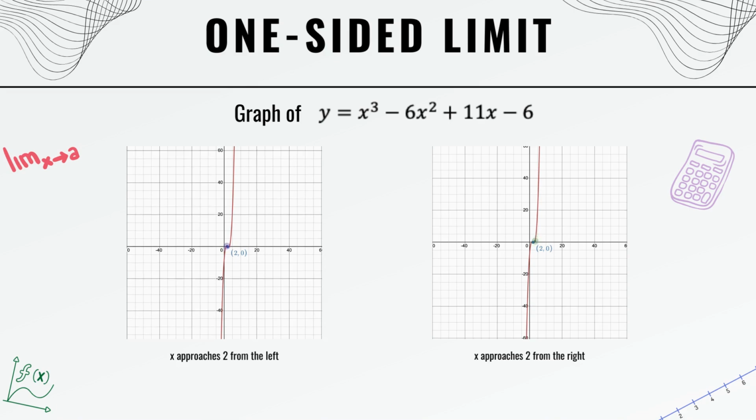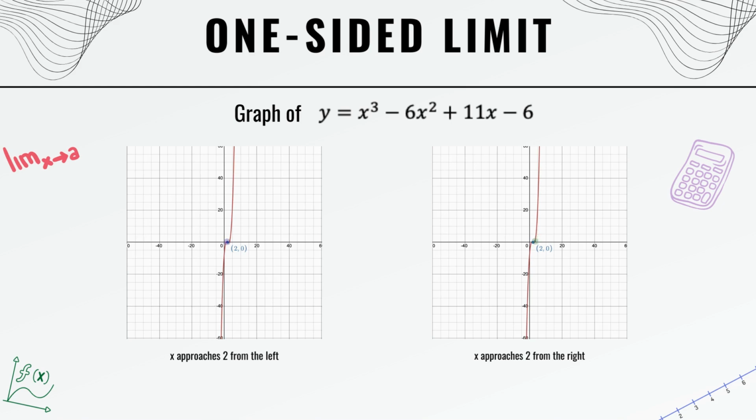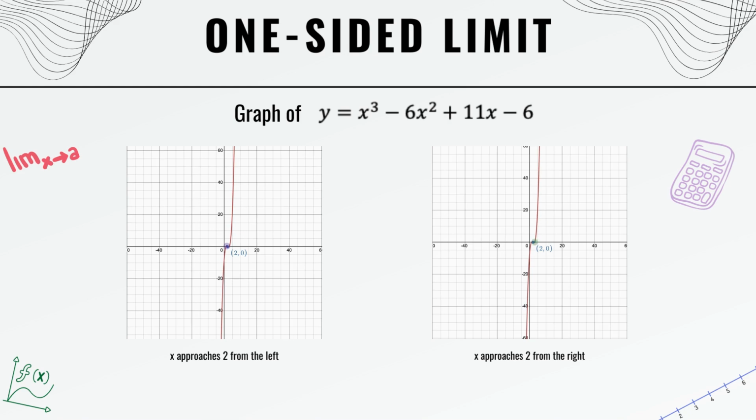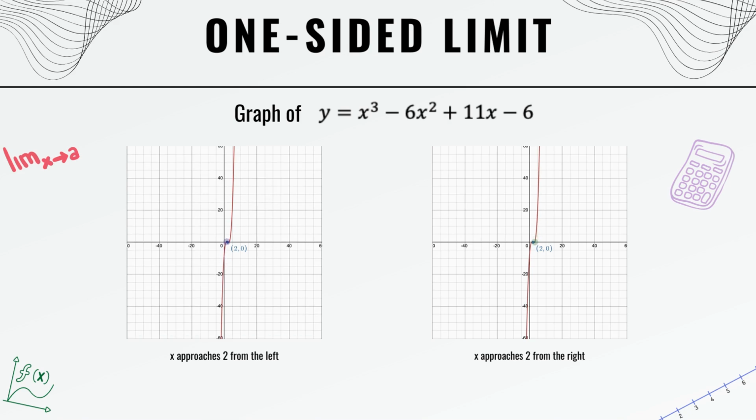Look at this graph of y equals x cubed minus 6x squared plus 11x minus 6 as an example. I want to find the limit of the function when x approaches 2. To get to 2, we always have two different directions, from right to the left, which is when x goes from values that are greater than 2 to 2, and left to right, which is when x goes from values that are smaller than 2 to 2.